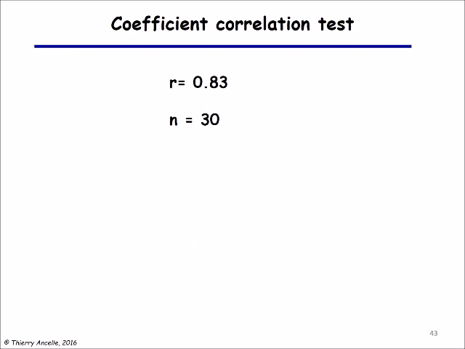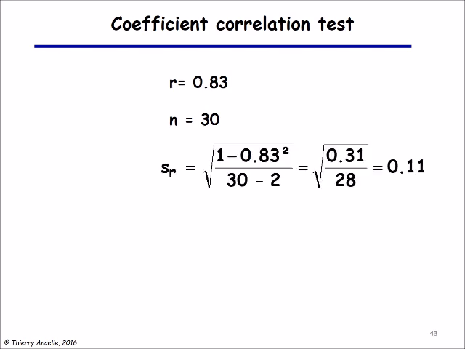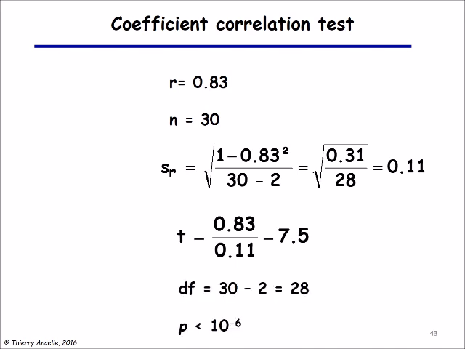Back to our example, we have R equal to 0.83 and the number of couples of values n equal to 30. We calculate the standard deviation of R, SR, equal to the square root of 1 minus 0.83 squared divided by 28. That gives 0.11. Then we calculate the statistic t: 0.83 divided by 0.11. That gives 7.5. We look in the table of t at the line of 28 degrees of freedom and we obtain a p-value of 10 to the power minus 6.